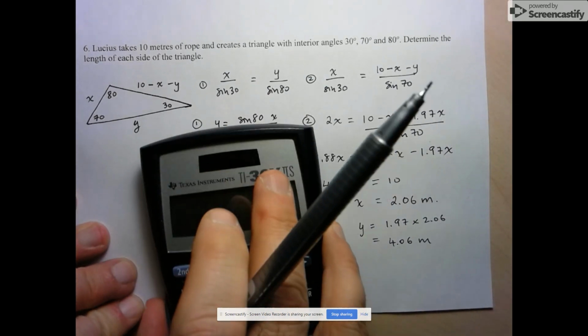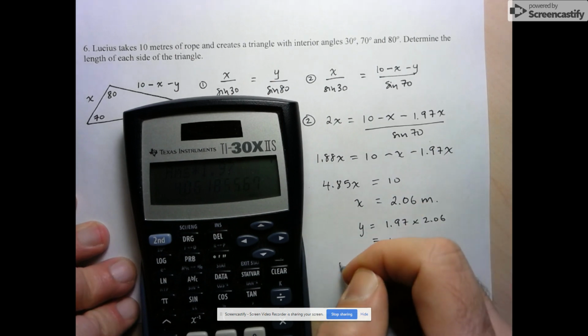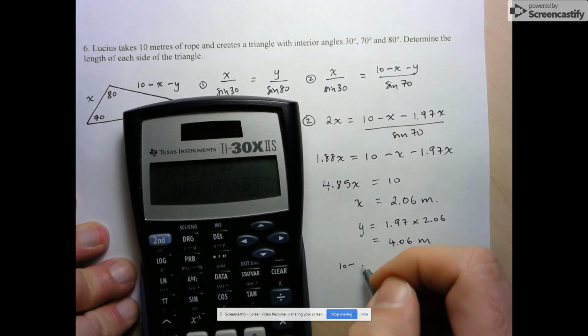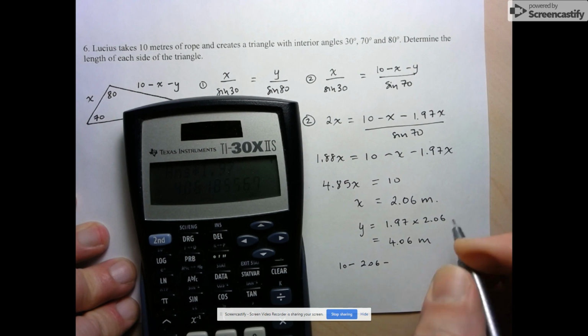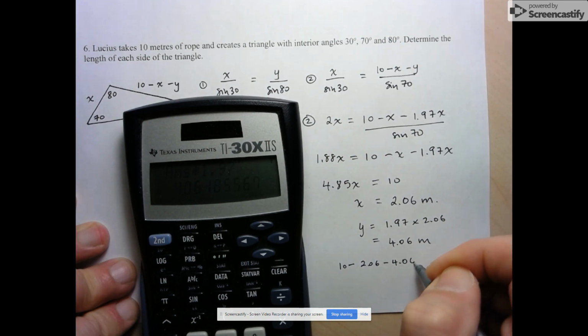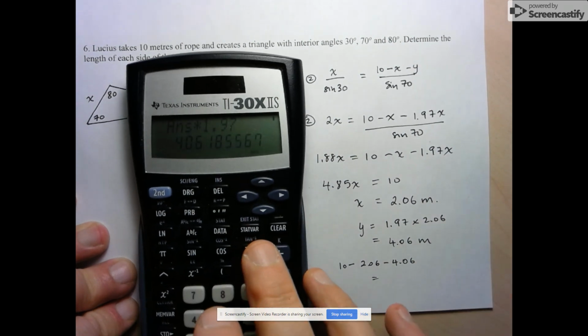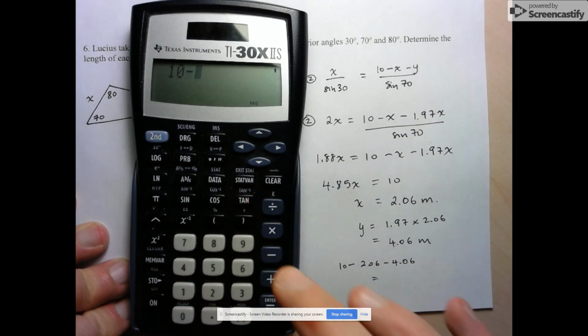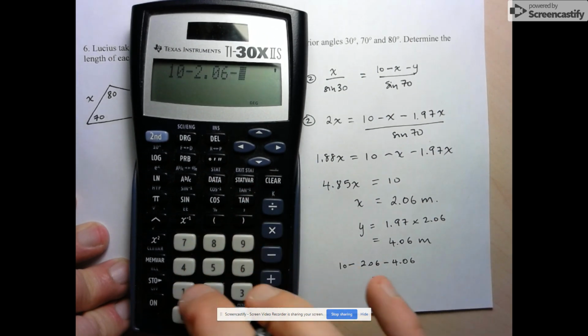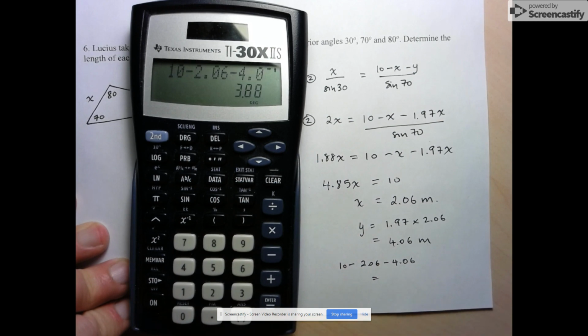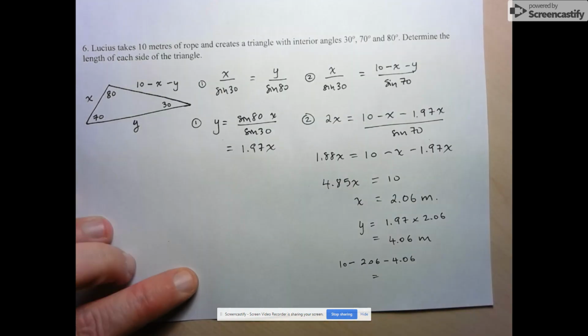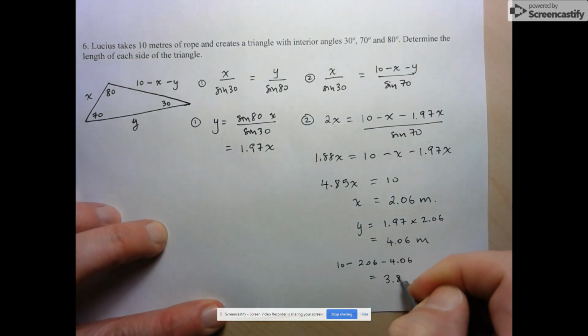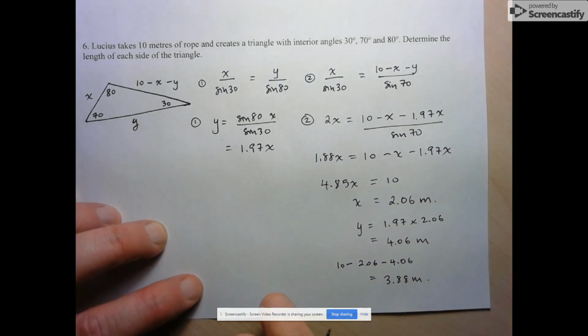And then lastly, to find the last side, I'm going to do 10 minus x minus y. So that's 10 minus 2.06 minus 4.06, and that's equal to 3.88. And there's the three sides.